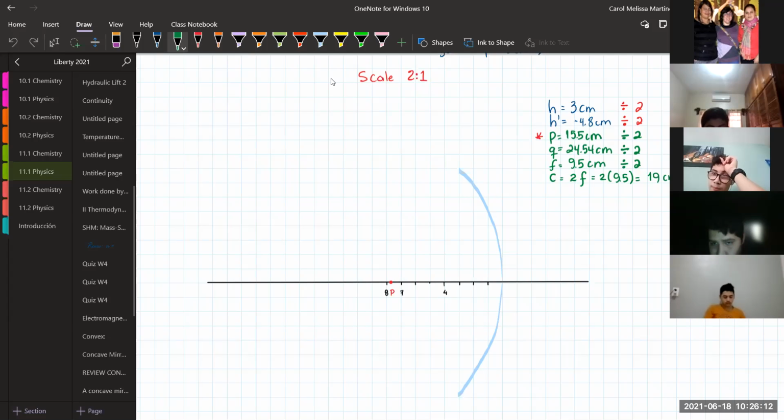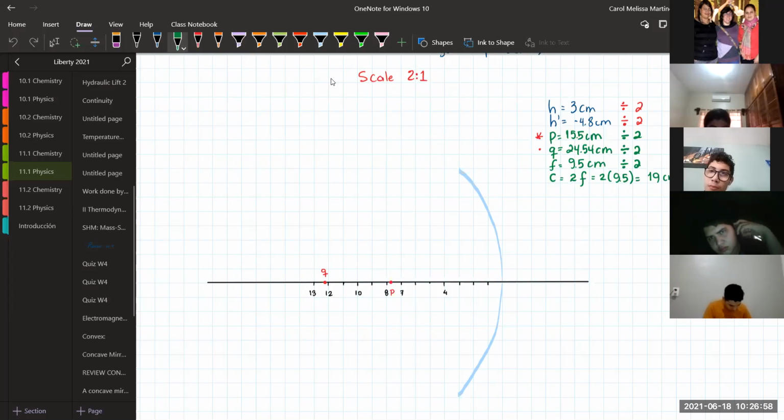Now my point Q is really not necessary that you put it, but I put it. Your point Q is located at 12.27. So I will continue counting. This is 10, 11, this is 12, and this is 13. So my point Q is 12.27, that is closer to 12 than to 13. So my point Q is going to be more or less here. That's my point Q.